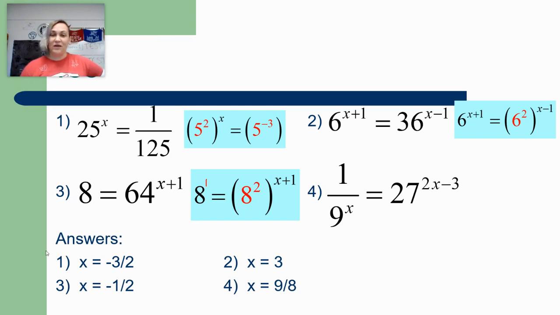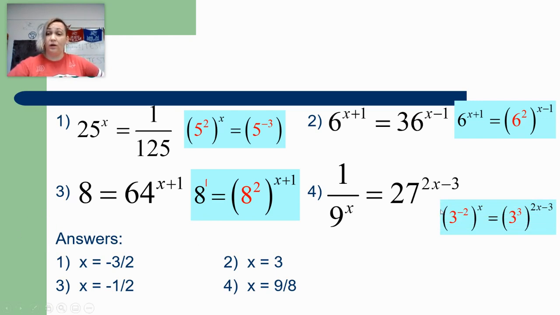And then finally, for the last one, we did this common base earlier today. The common base is 3. So 9 becomes 3 squared, and then if I want it to be a whole number, I make it a -2 instead of a +2. And then 27 is 3 to the third. Here again, you'll have to do some distributing.